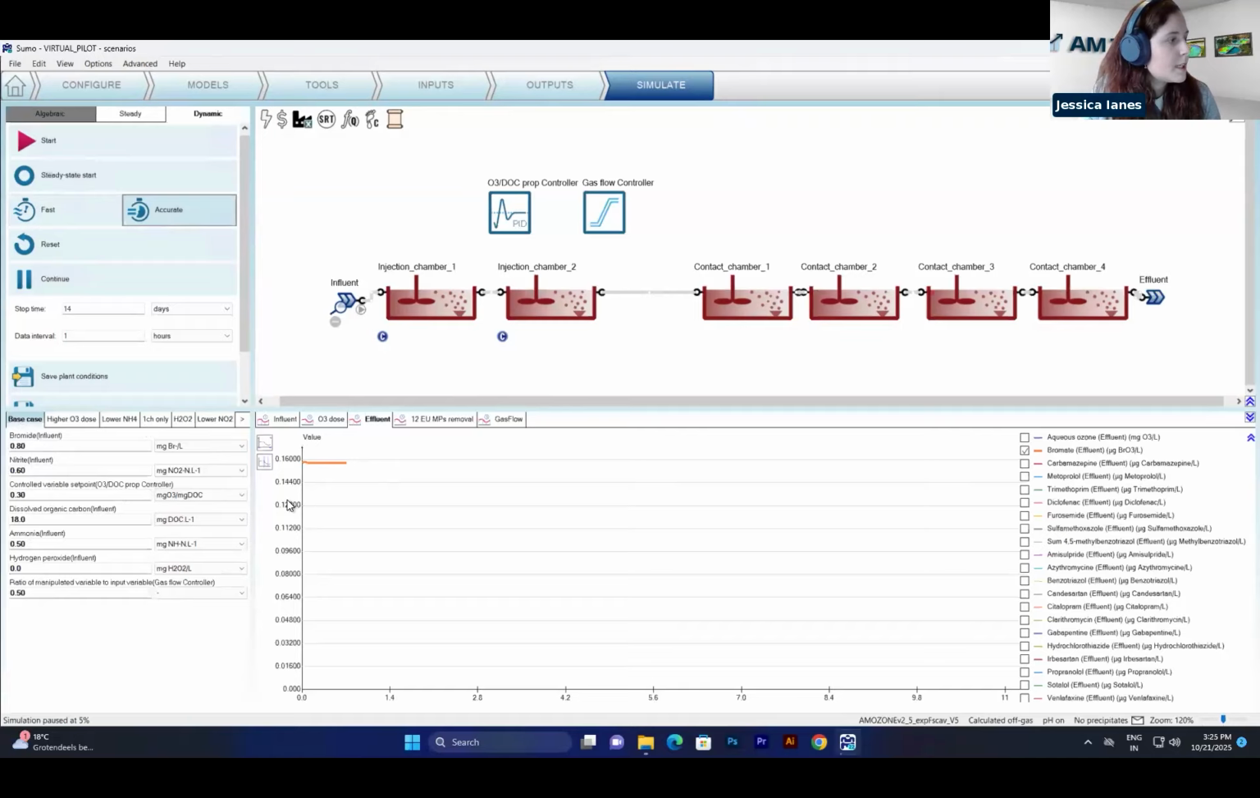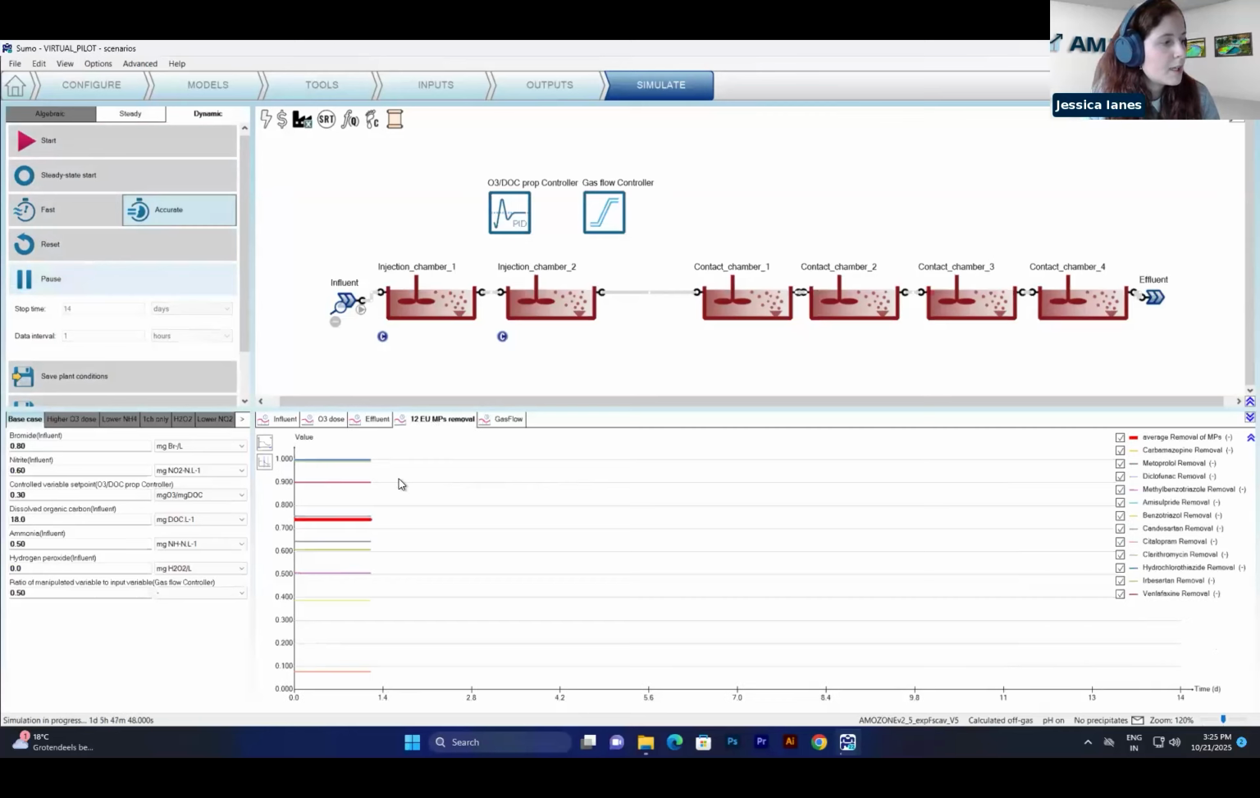So we see here in the base case, the simulation running, the effluent bromate is quite low, 0.16 microgram per liter, which is lower than the limit that we cited before of 1 microgram per liter. And we see the micropollutant removal. Here you see several micropollutants. These are the ones from the EU directive, the 12. And in red, you can see the average of the 12 micropollutants.